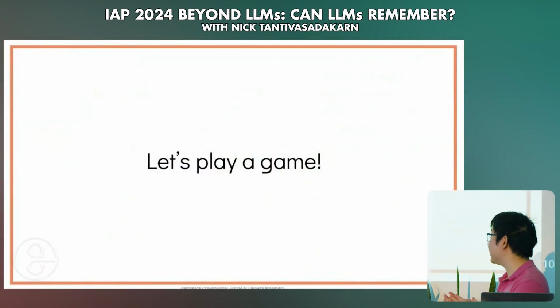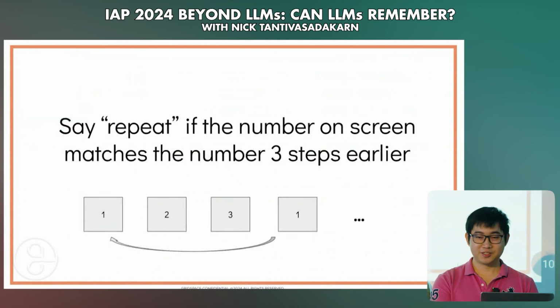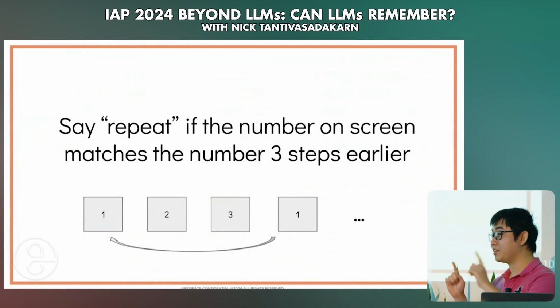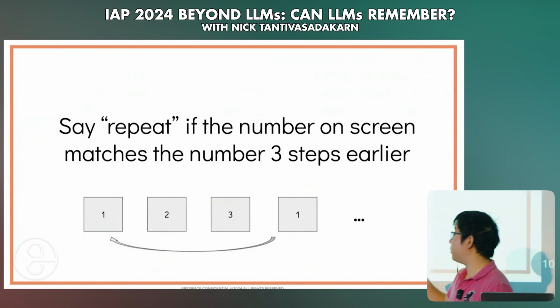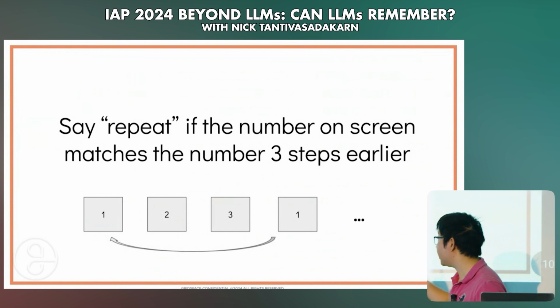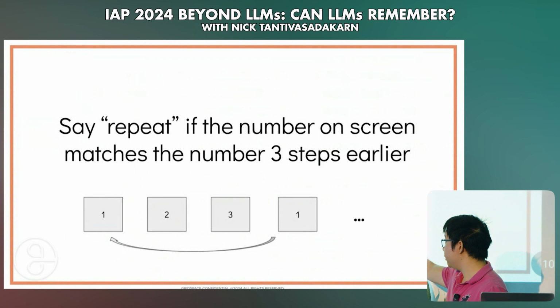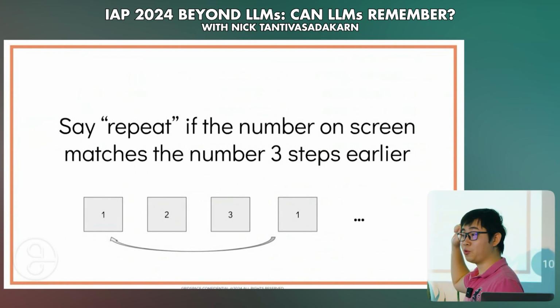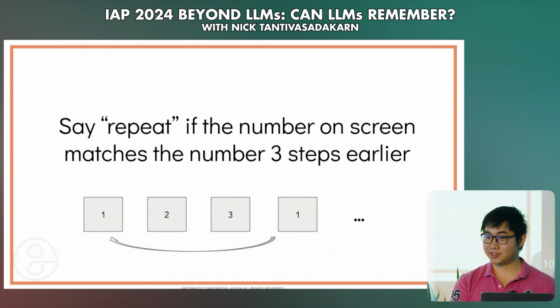So in order to begin, let's play a game. I'm going to show you a series of numbers, and some of them are going to repeat, but not the one right next to it, but I want you to say repeat only if you've seen that number 3 steps ago. So if I show you 1, 2, 3, then a 1 again, I want you to say repeat at the 1. Everyone clear? Okay, let's go.